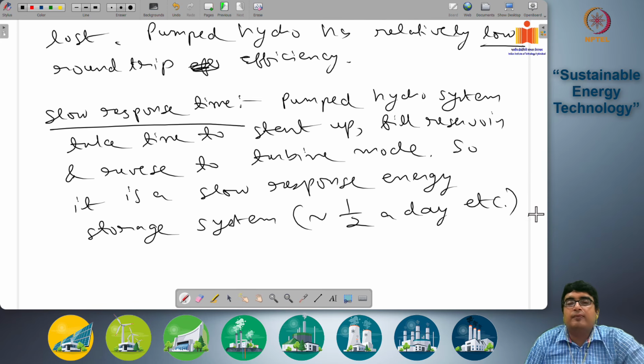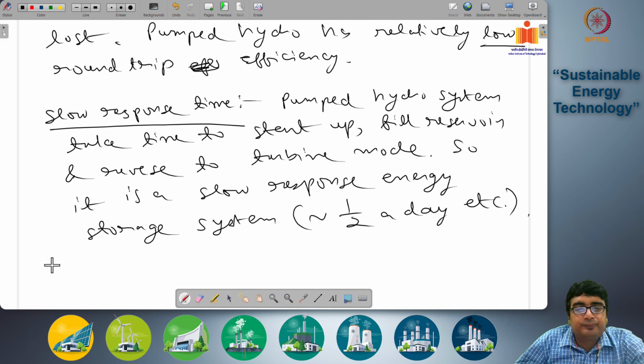Okay. So when your demand is high, you have to turn on the pump, push the water up into the reservoir, and then when the demand drops, you have to switch back the operation and put it back into the turbine mode and generate electricity. So that storage and reversal process, one cycle, can last several hours or half a day even. So it's a slow responding system. Fast changes in demand and supply cannot be tackled by pumped hydro systems.